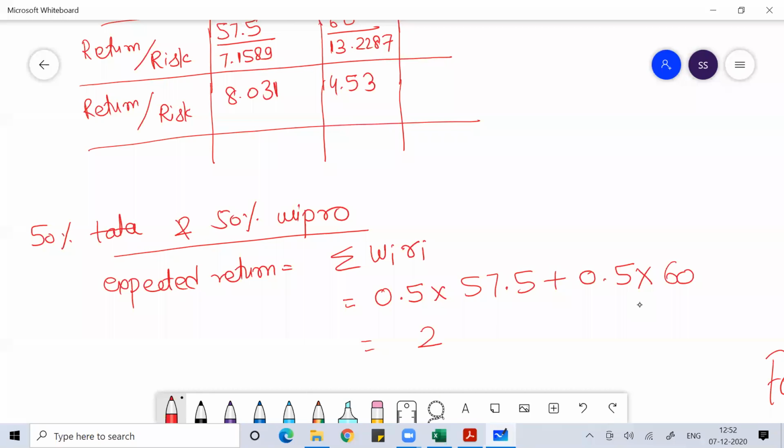This would be 28.75, and this is 30. So you will get around 58.75%. This is your expected return.